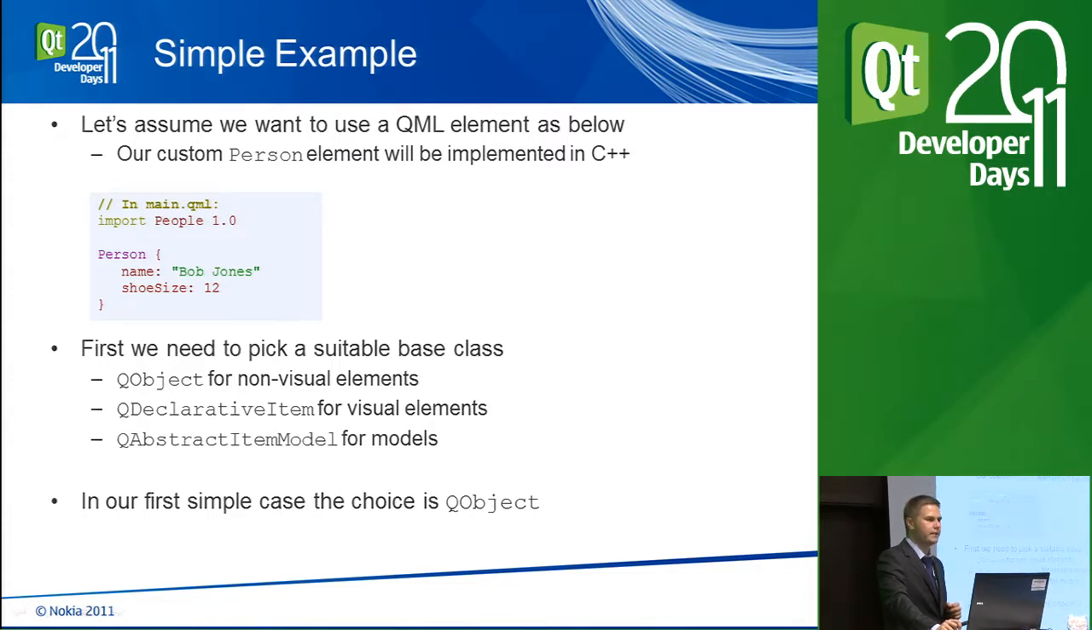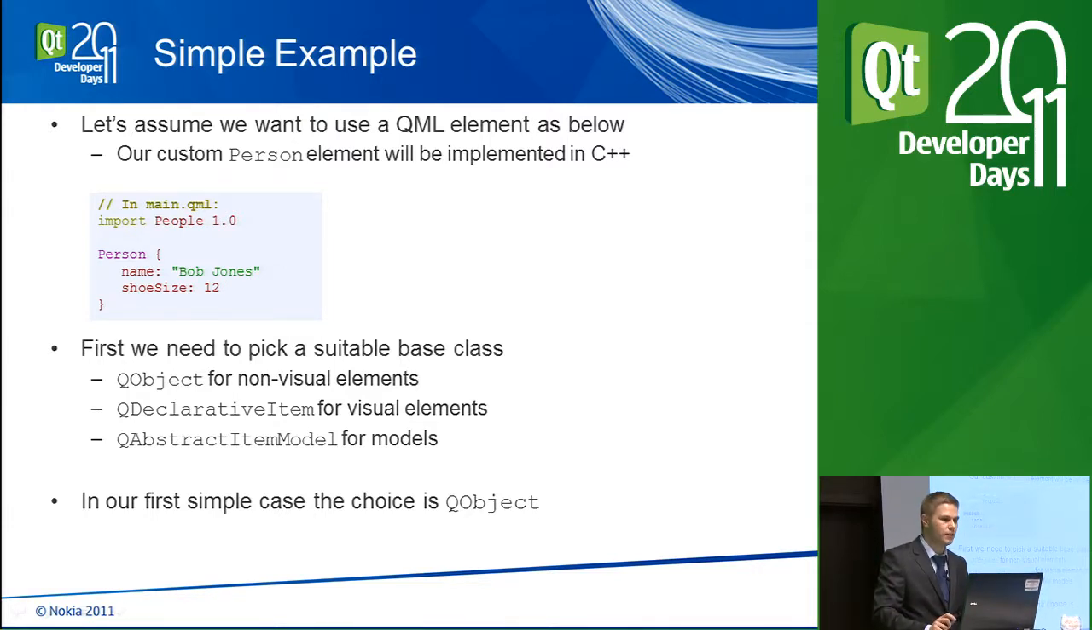Another thing is that we can define types, but that's something that we will show you next. In addition to QObject, we can also select a QDeclarativeItem as our parent class. That is for visual items, if we want to implement something like a rectangle or image, something that has position, dimensions, and visual representation on the screen.